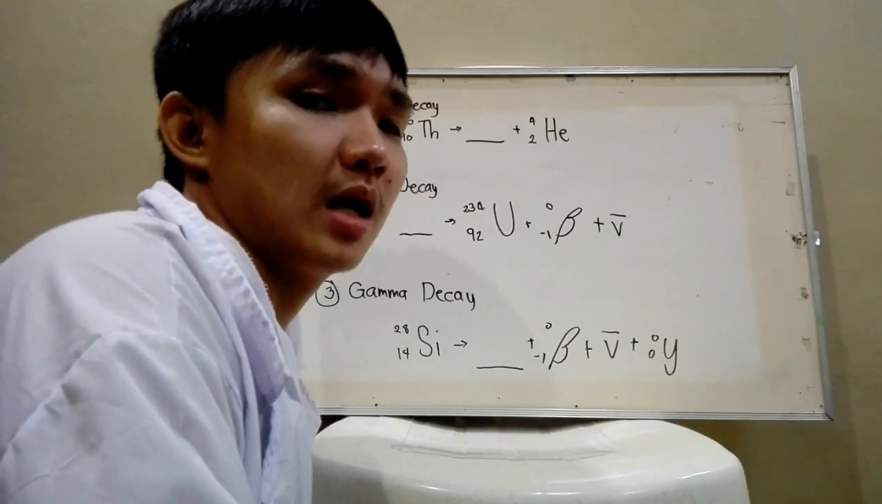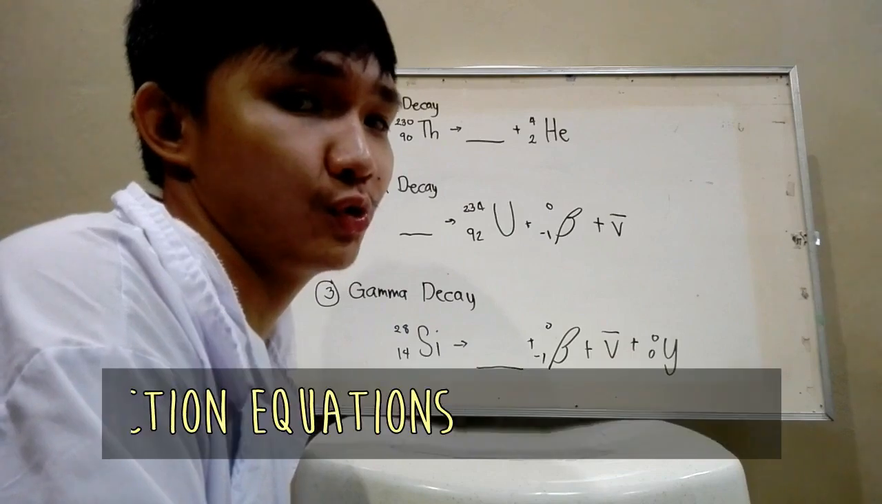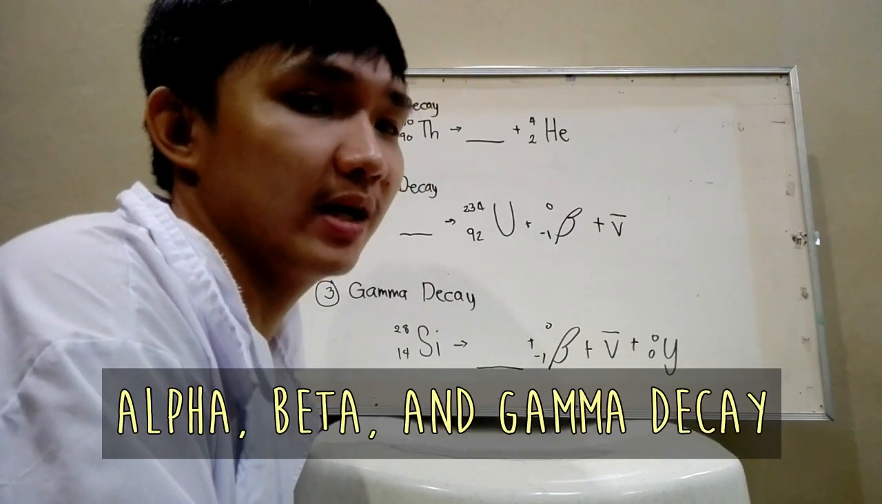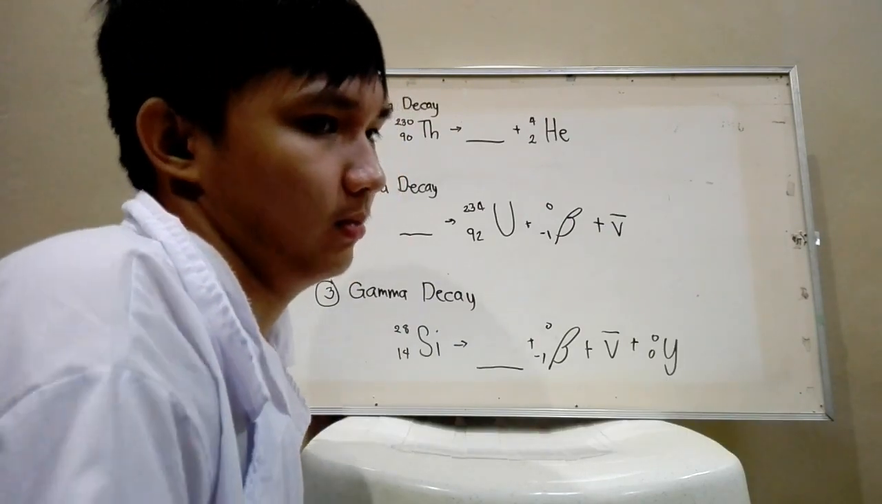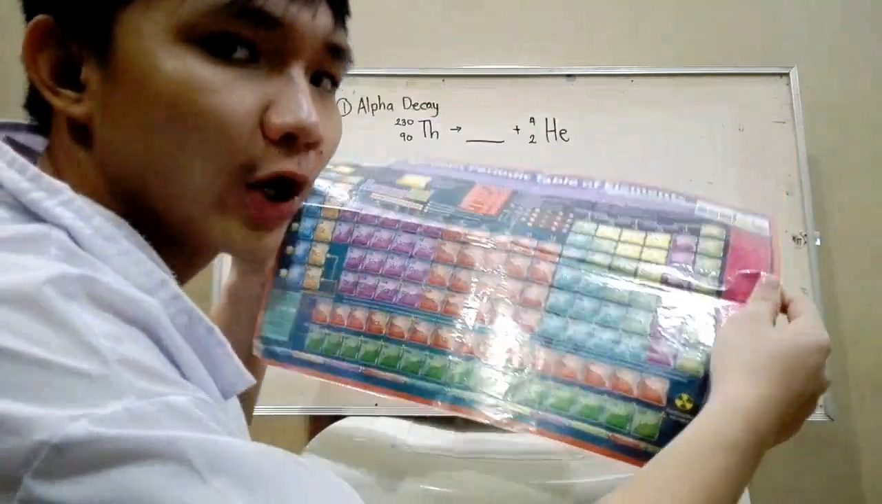Our fourth problem, I'm going to teach you how to complete a nuclear reaction. We will be solving alpha decay, beta decay, and gamma decay first. But first, you will be needing this periodic table.